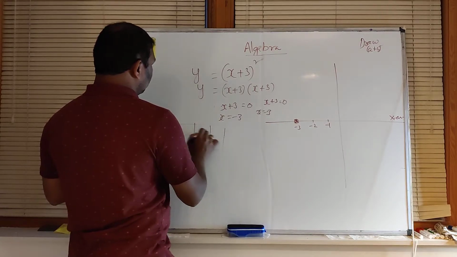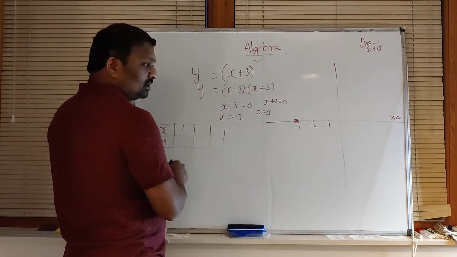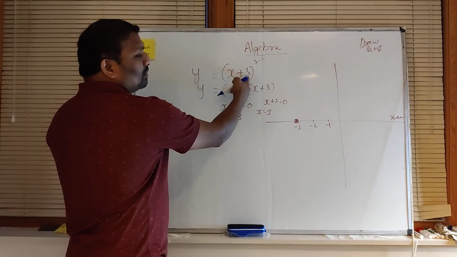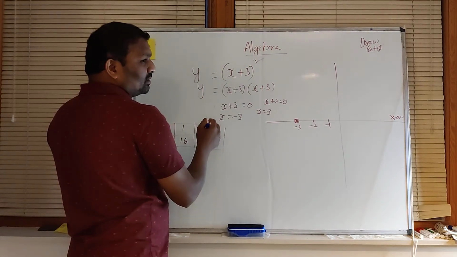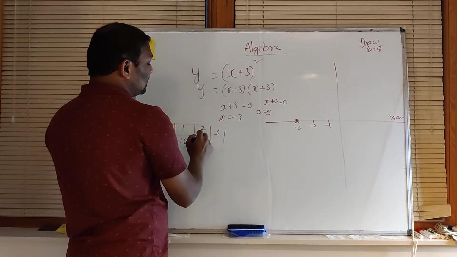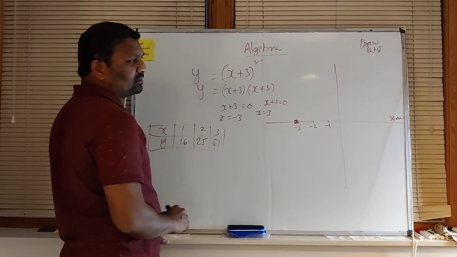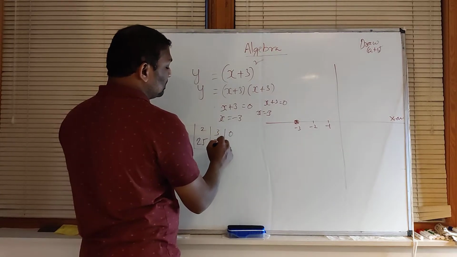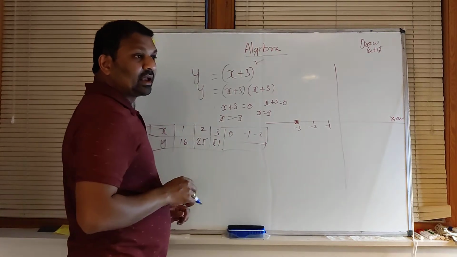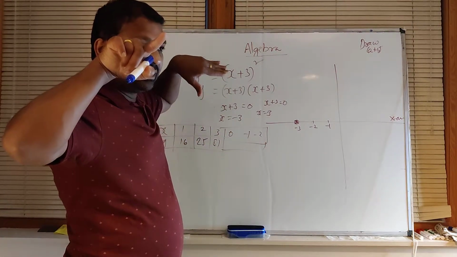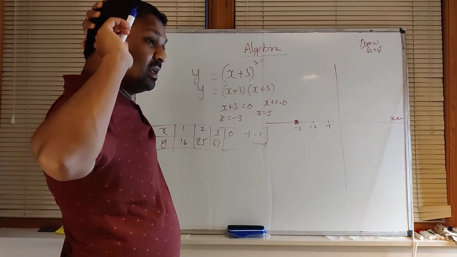If x is equal to 1, put x value 1 here: 1 plus 3 whole square comes to 16. Put x as 2: 2 plus 3 is 5, square 25. If x is 3, 3 plus 3 is 6, square 36. Similarly, put 0, put minus 1, minus 2. There are up to infinite points. Combining all those points, it will come to a curve. You just took x, right? You can also take y and find x.